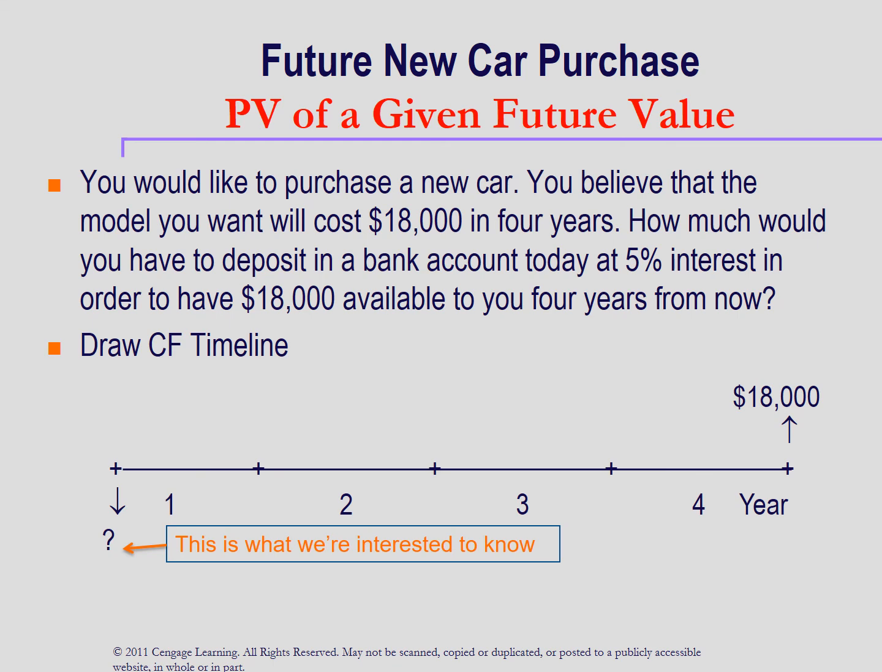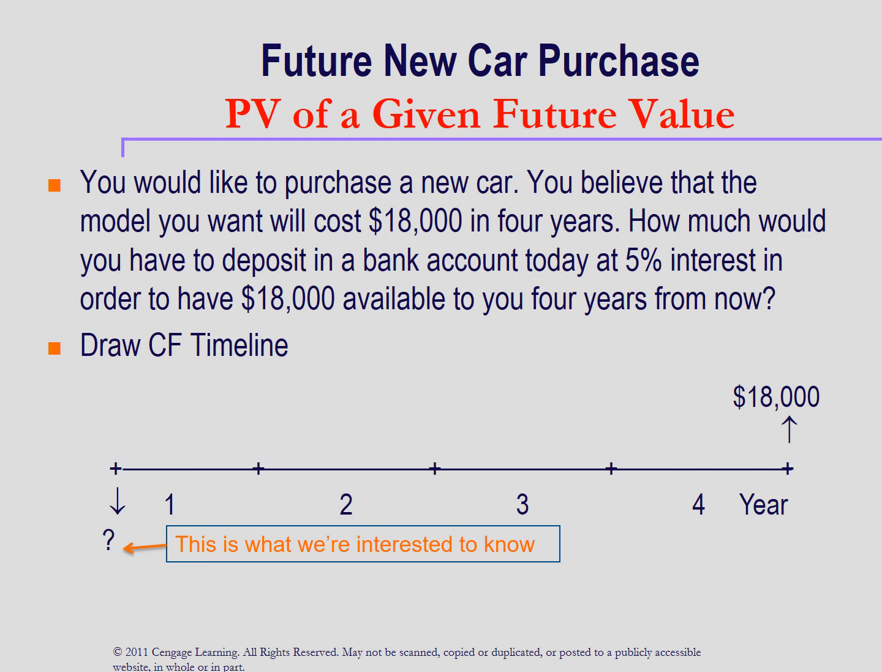You would like to purchase a new car. You believe that the model you want will cost $18,000 in 4 years. How much would you have to deposit in a bank account today at 5% interest in order to have $18,000 available to you 4 years from now?